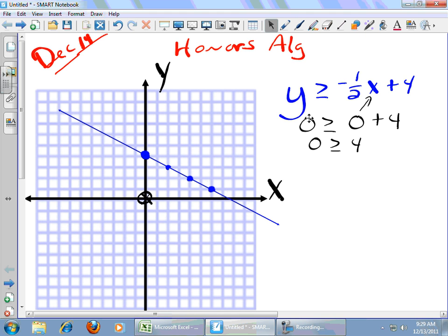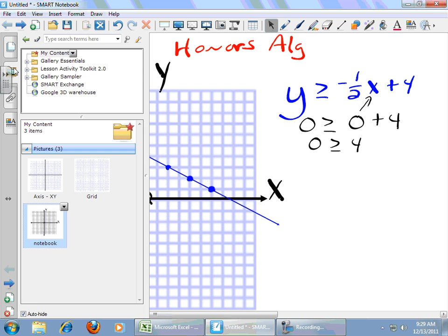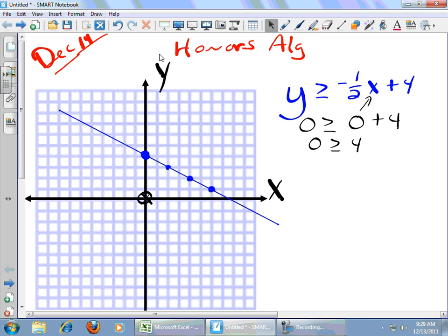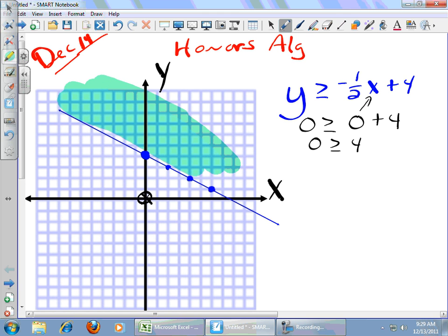Absolutely not. So I will shade away from the point 0, 0, because that was my test point. If I'd gotten a true statement, I would shade where the test point was. But since I got a false statement, I shade the other side. There we go. Now of course, that shading goes on forever above that line.